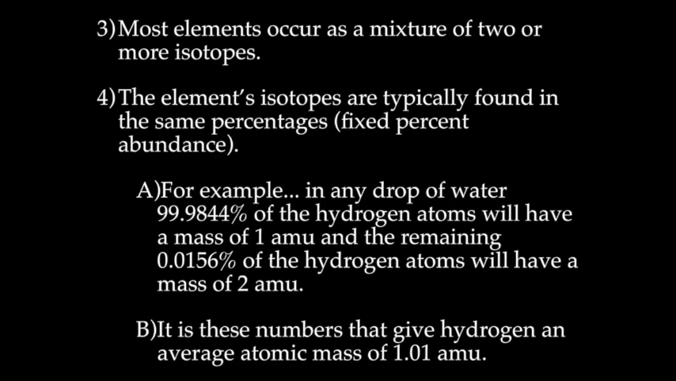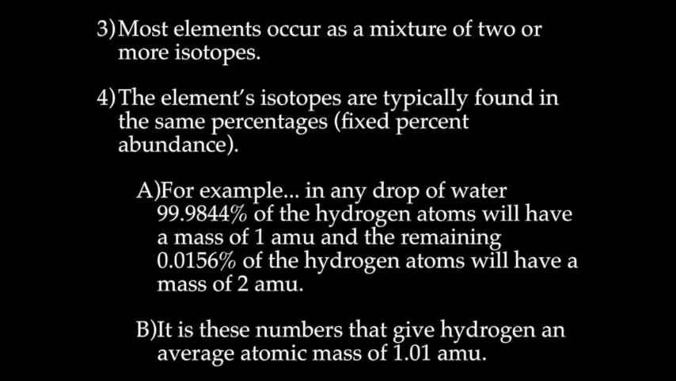99.9844% of the hydrogen atoms will have a mass of 1 AMU, which means all it's made up of is 1 proton and 1 electron. The remaining 0.0156% of the hydrogen atoms will have a mass of 2 AMU. Those hydrogens have 1 proton, 1 neutron, thus giving you a mass of 2 AMU. And then, of course, 1 electron.